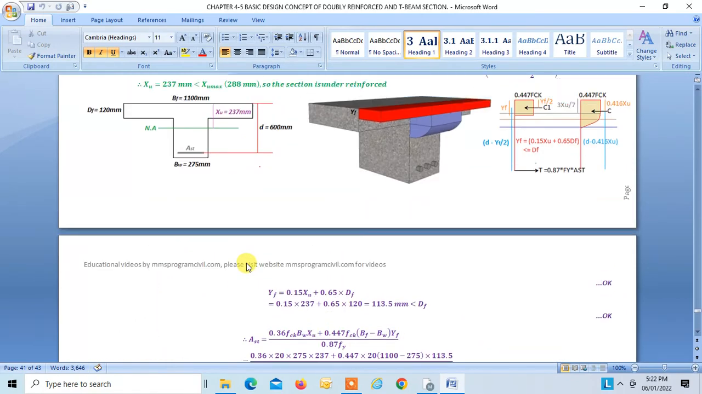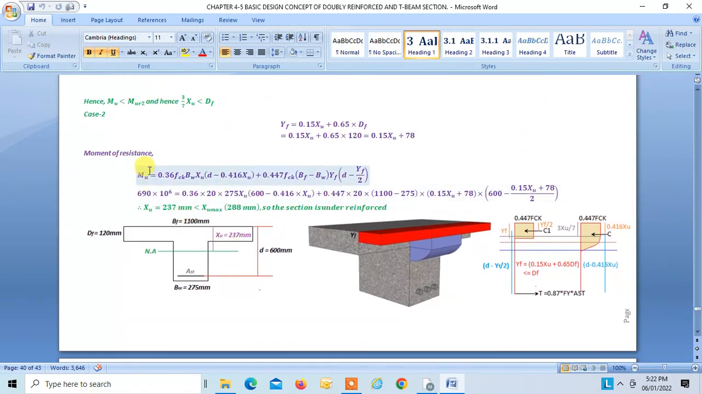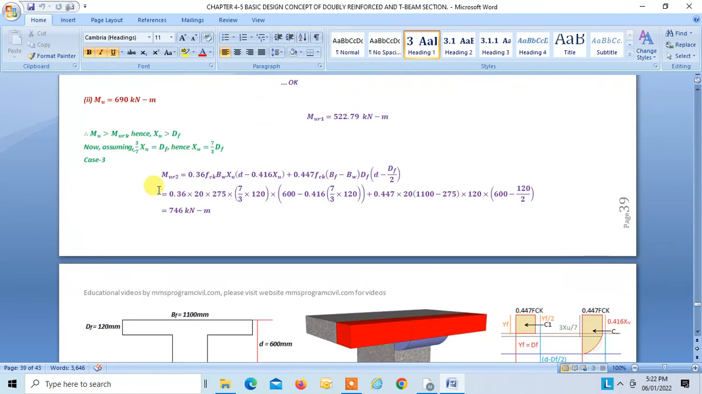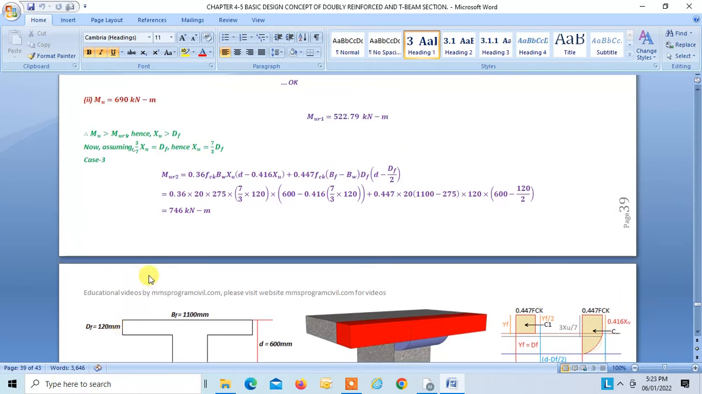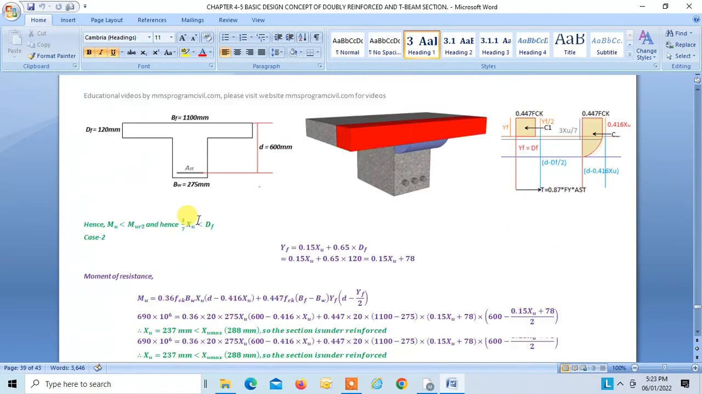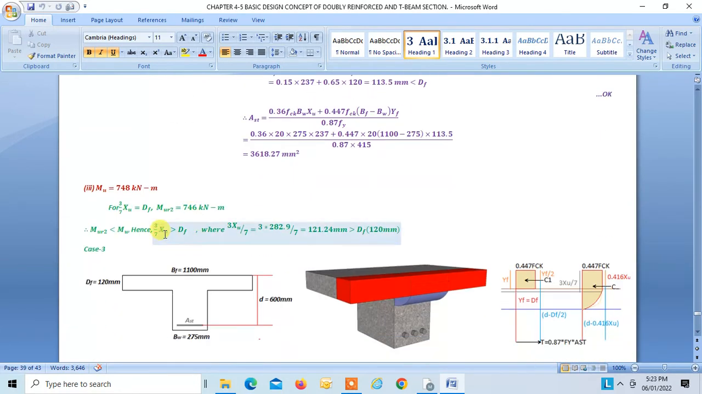So we've just found that MuR2 was 746. MuR2 was when your 3/7 XU was equal to DF. At that time, we got the moment of resistance of the section as 746. Now the design moment is 748, which is greater than 746. That means 3/7 XU is greater than DF, right? When 3/7 XU is greater than DF, it will be case 3.